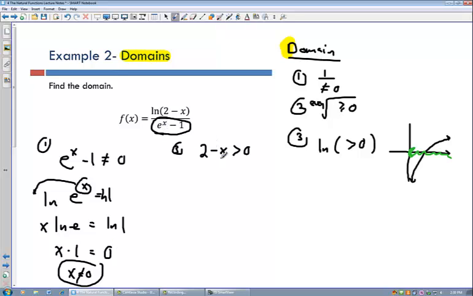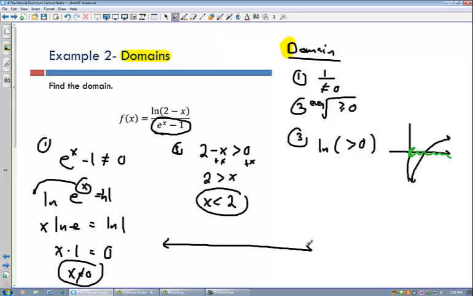And I also want 2 minus x to be bigger than 0. So if I add x to both sides, I get 2 greater than x. Or I could flip this and write this as x less than 2. And so when I write my domain, draw my number line here, I want less than 2. So here's 2. And I want to take out 0. And I want it to be less than, so I'm going to go this way.